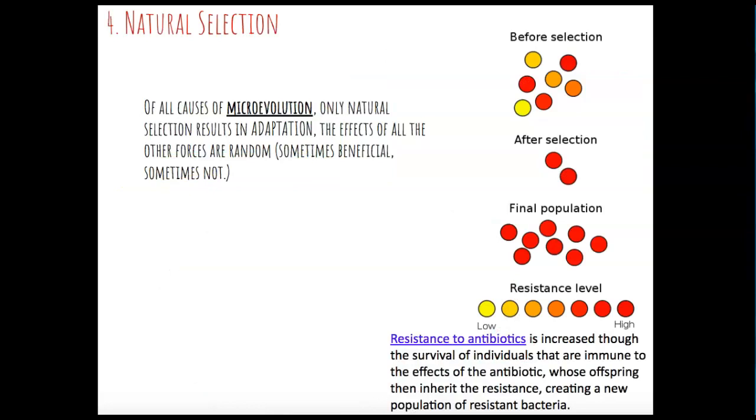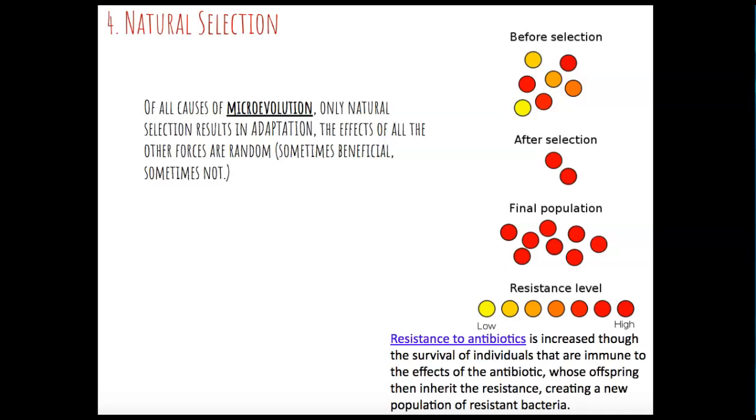The fourth mechanism of microevolution is natural selection. Of all causes of microevolution, only natural selection results in adaptation. The other three cannot result in an adaptation. They can cause changes in the frequency of alleles in a gene pool, but natural selection can actually cause adaptation to occur, and the effects of all the other forces are random. But natural selection can be moving in a direction.